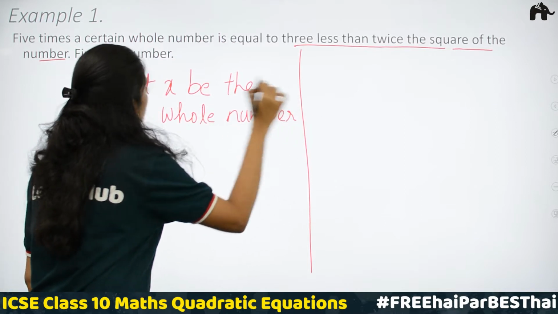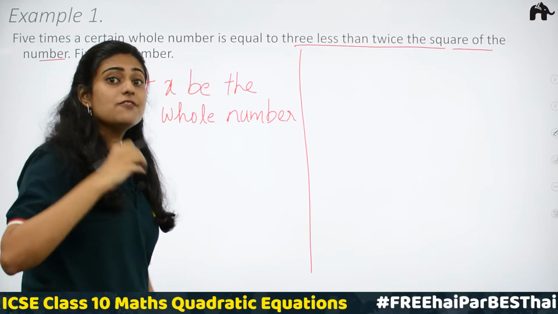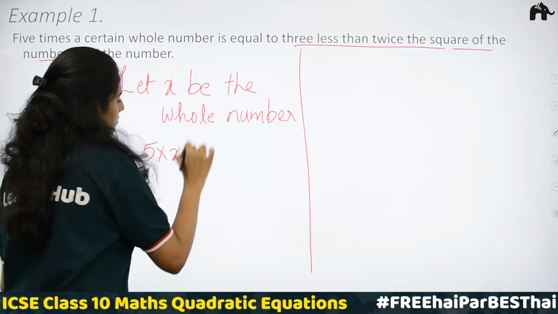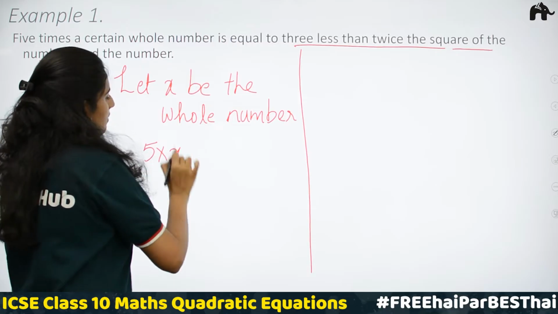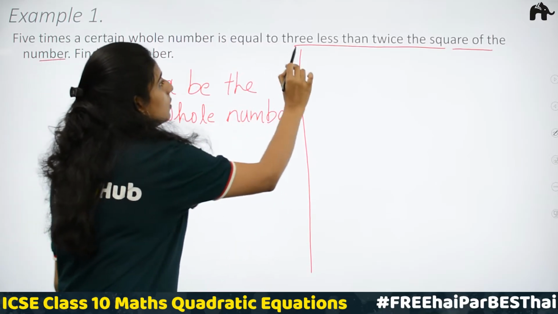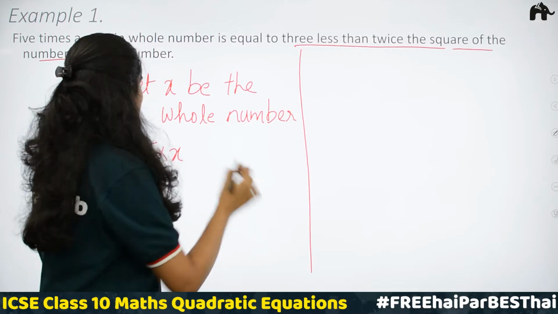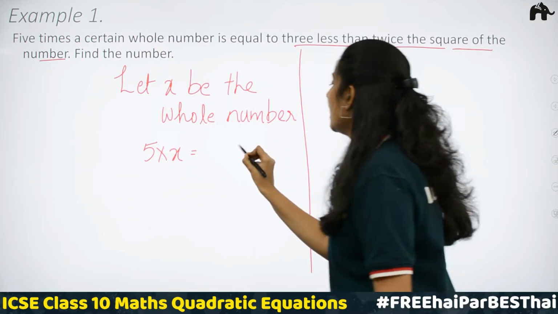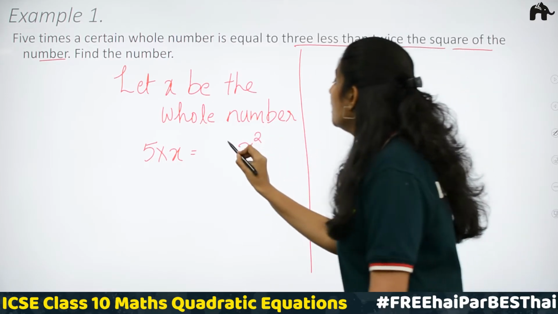Now, check the first statement. 5 times a certain whole number. How can you represent 5 times a certain whole number? 5 into x. We have studied, right? Times means multiplication. 5 times means 5 into x is equal to 3 less than twice the square of the number. Square of the number. How can you represent square of the number? Square of the number is x square. Twice the square, 2x square.